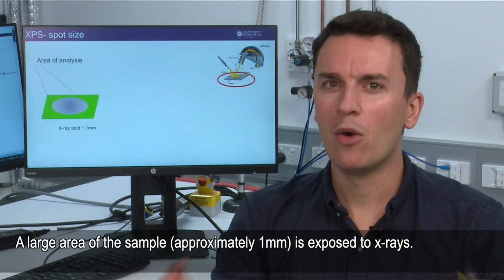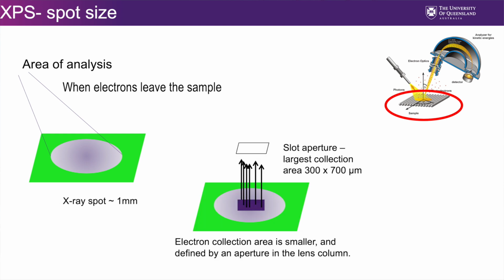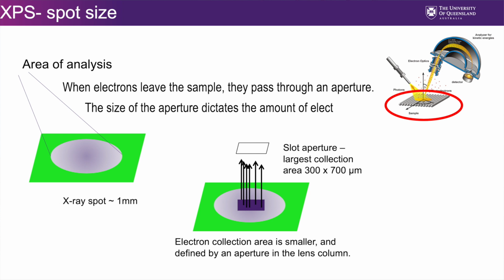X-rays, they kind of hit quite a large range of the sample. It's about 1 millimetre in diameter. But when the electrons leave the sample, they pass through an aperture, and the size of this aperture dictates the amount of electrons that we get. Typically, if we don't put a circular aperture in, we use what's called the slot, or the slot aperture, and this is about 700 by 300 microns.